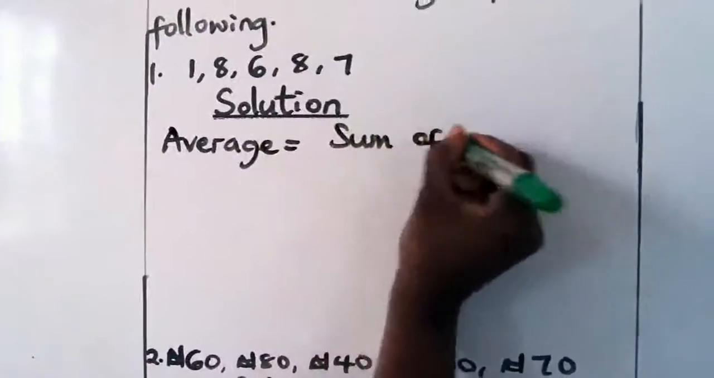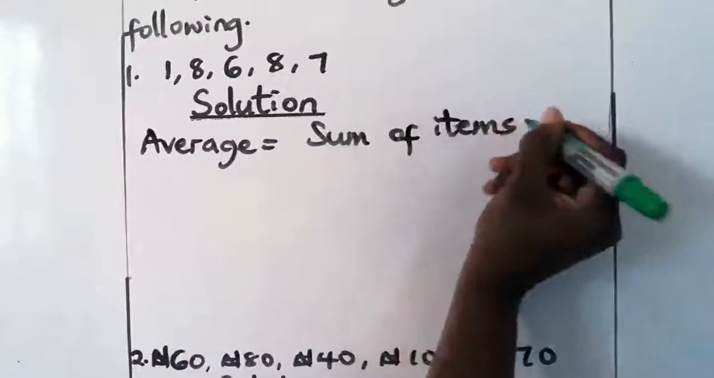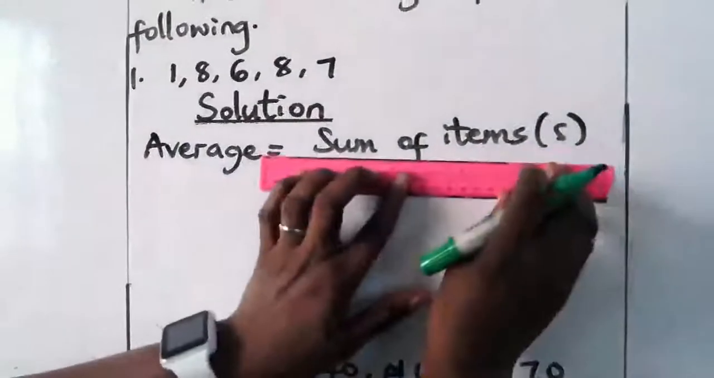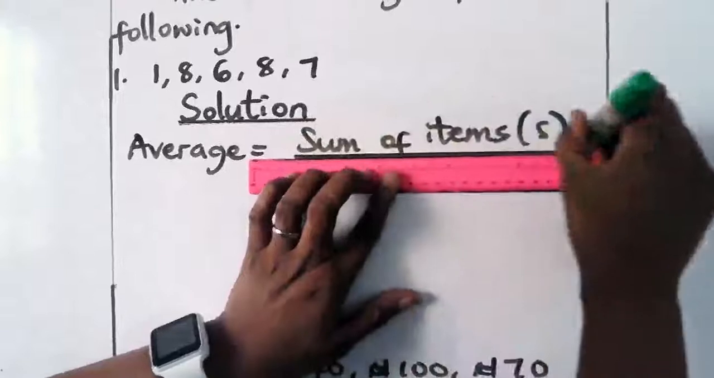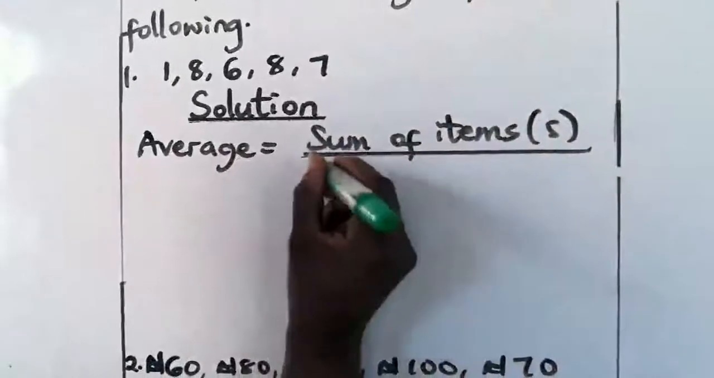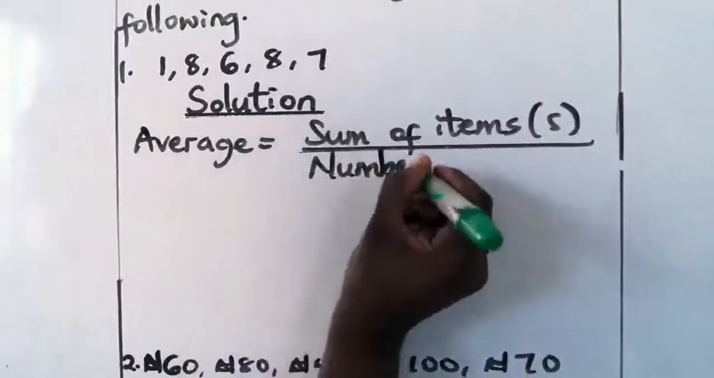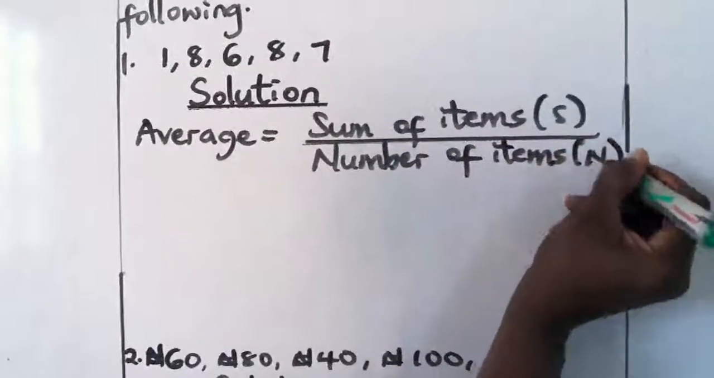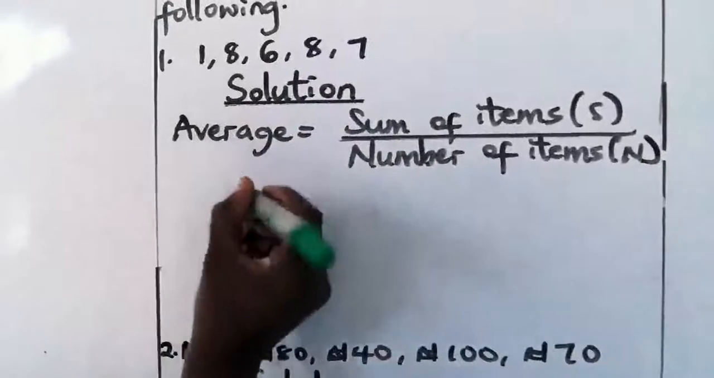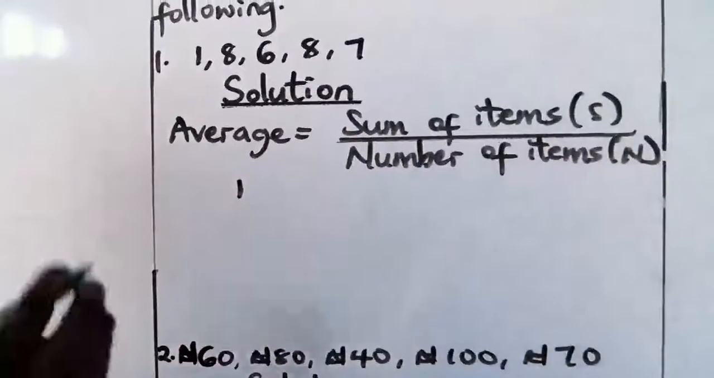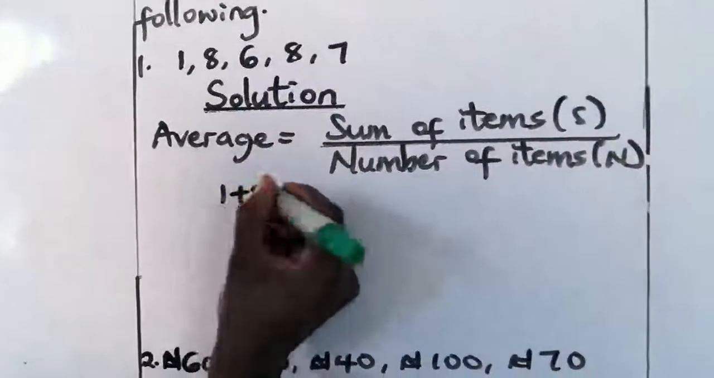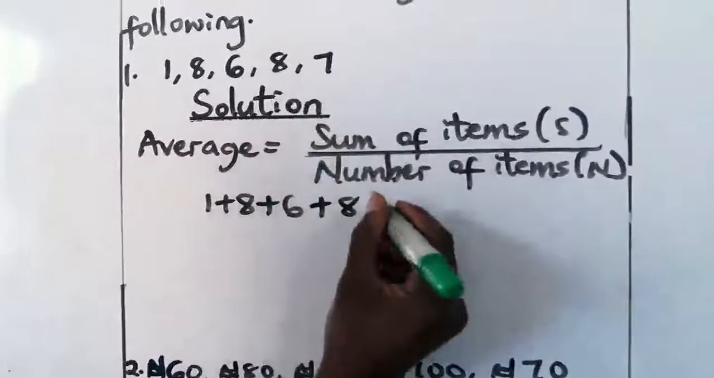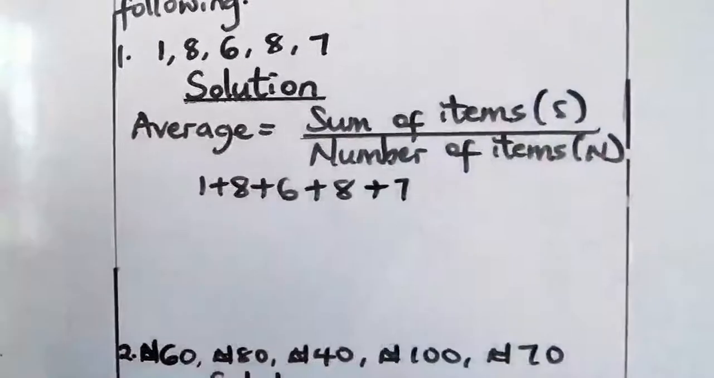Sum of items, or just S, over number of items. Can you take that again? Sum of items over number of items. Beautiful. Now let us write out those items. We have 1. We are summing it up, so we use the sign plus. Plus 8, plus 6, plus 8, and plus 7. We have done the sum of items.